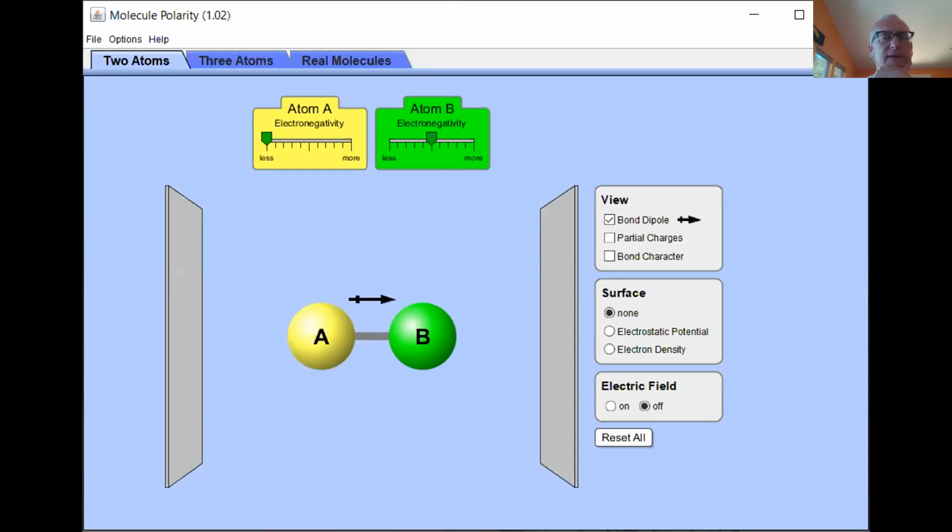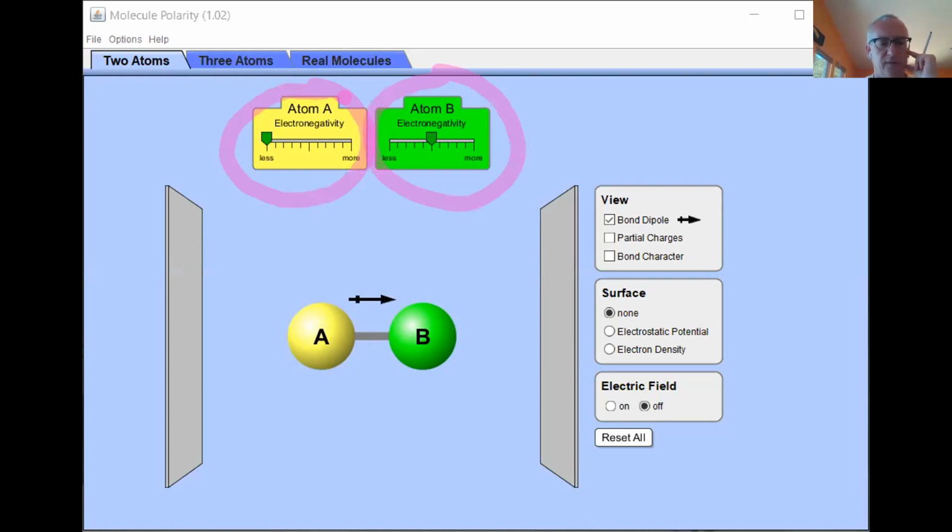So the question is, list all the ways you can change the polarity of a 2 atom molecule. I want you to have a look. There are 2 sliders here that you can see. One of them is atom A, and the other is atom B, and you can control the relative electronegativity of them, okay?